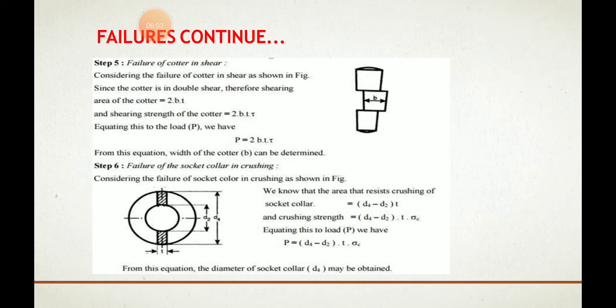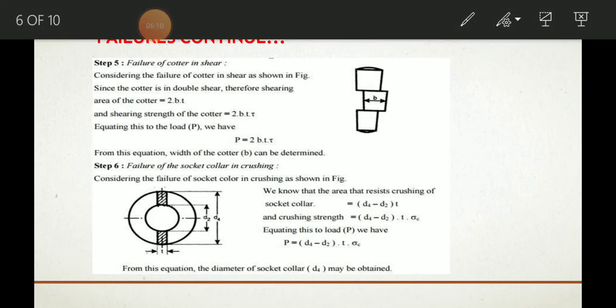Next is the failure of the quarter in shear. When you calculate the shear, you have to take b into account, that is the width of the quarter. The final equation to calculate the failure of the quarter in shear is P equals 2 b t into tau, where tau is the shear stress and P is the shear strength. From this equation we can obtain the value of b, the width of the quarter.